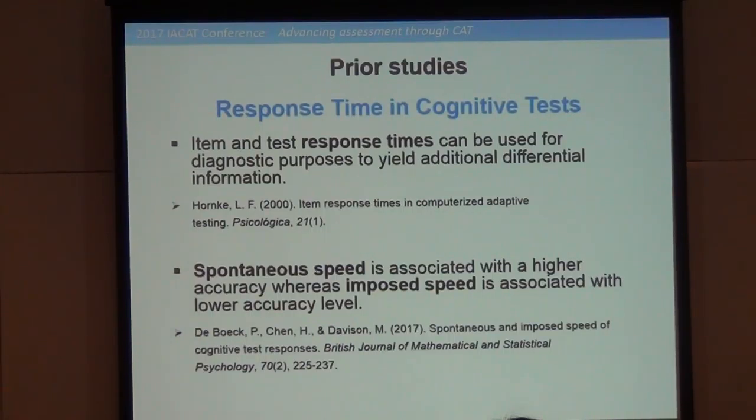So this is actually not a new topic, and there are already some studies on response time in cognitive tests. I just list some. For example, Hawk in 2000 published a paper on how item and test response times can be used for diagnostic purposes to yield additional differential information. And Dr. DeBook and his colleagues did some research about the relationship between spontaneous speed and accuracy. It showed that spontaneous speed is associated with higher accuracy, while imposed speed is associated with lower accuracy. His effort is to investigate the relationship between constrained or unconstrained speed and response accuracy.